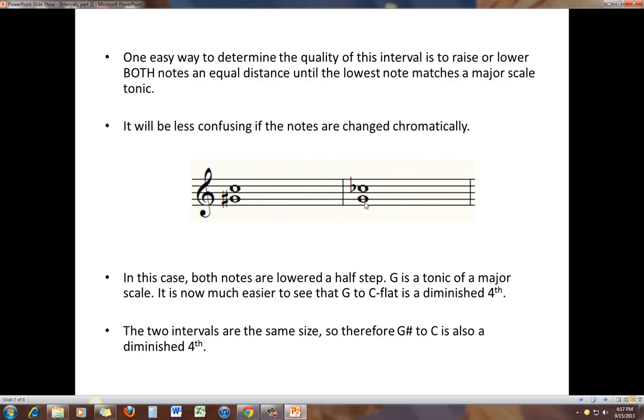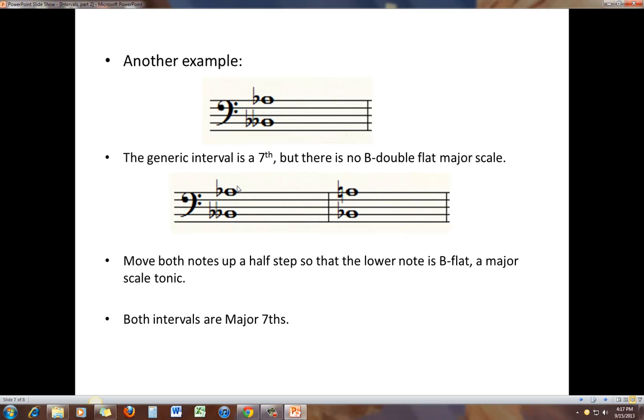G natural is the tonic of a major scale. Key signature of G major is 1 sharp. So in this case, G to C flat is a diminished fourth. And because we're moving up parallel from G to C flat, G sharp to C natural, these are both going to be exactly the same size intervals, so now G sharp to C is also a diminished fourth.